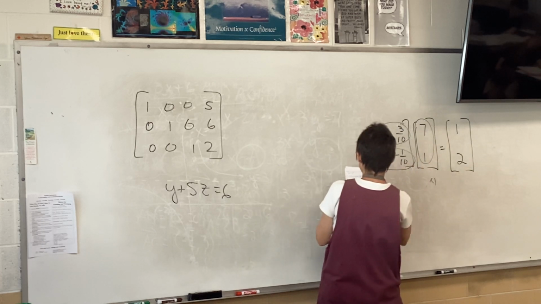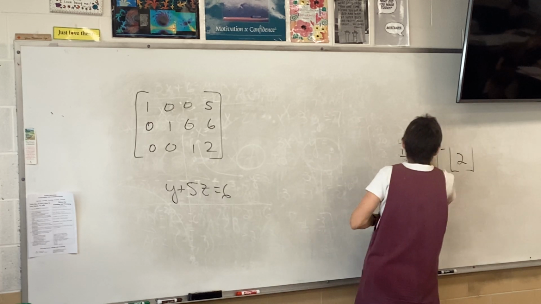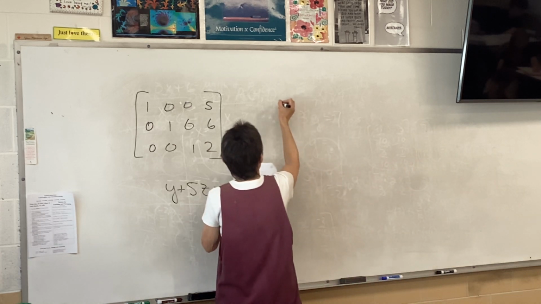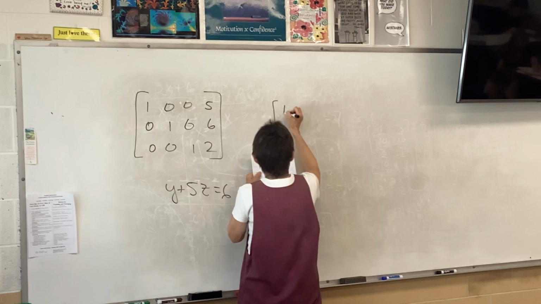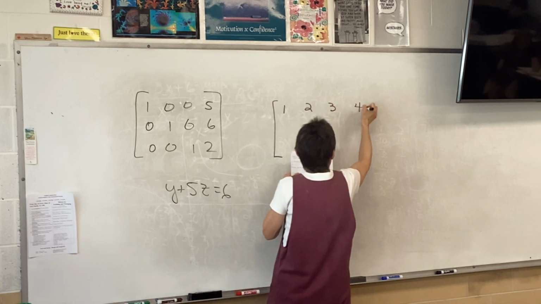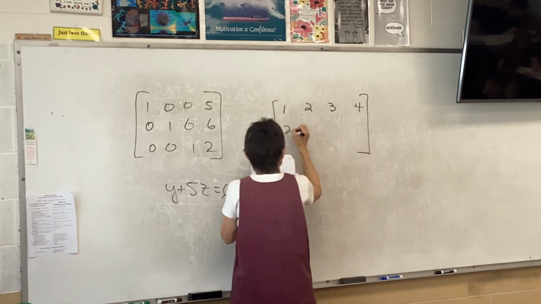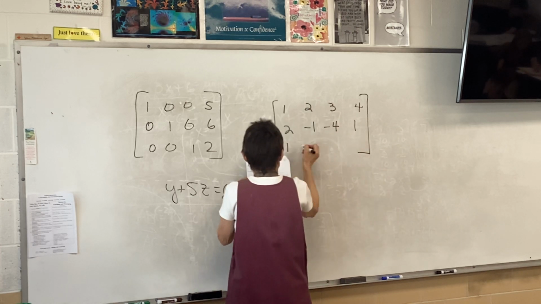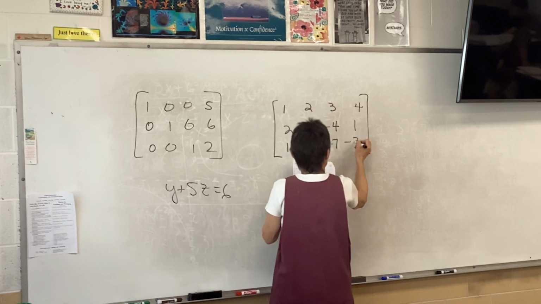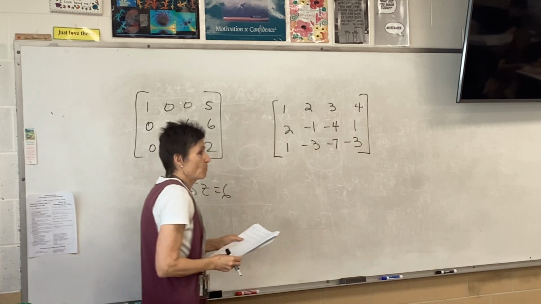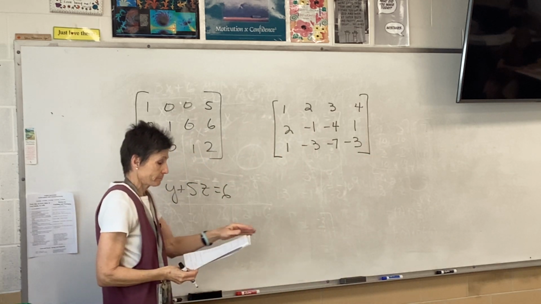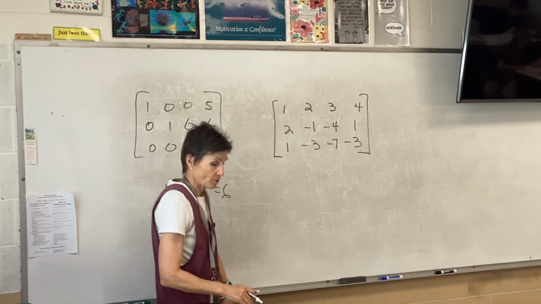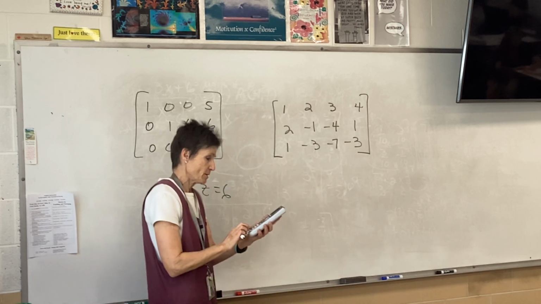It says method of choice, but we're doing Gauss-Jordan reduction. Alright, so Gauss-Jordan reduction on problem number 2. Directions will say Gauss-Jordan reduction. So I write down what's called an augmented matrix. Alright, let's put it in.